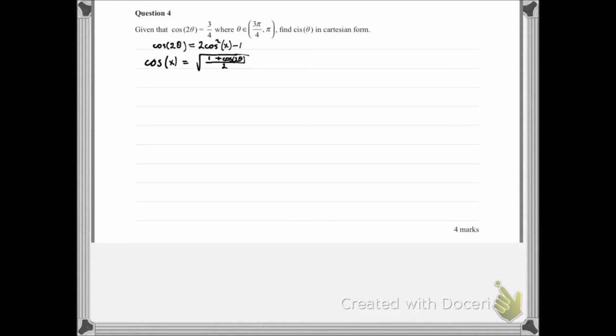Okay, so let's now substitute our value in. So the cos 2 theta here in the formula, we're going to replace it with that value. And we have to remember that because theta is an angle in the second quadrant and cos is negative in the second quadrant, we're going to use the negative sign in front of the square root.